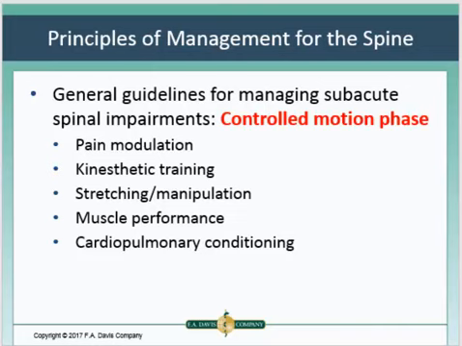Working on muscular performance, you want to progressively increase the challenges for neuromuscular control, strength, and endurance, and all those stabilization muscles. These exercises need to include activities that increase the control and strength of the musculature and help with spinal stabilization. And don't forget about cardiopulmonary conditioning. Very important in the overall health of an individual, especially someone who is having back pain.